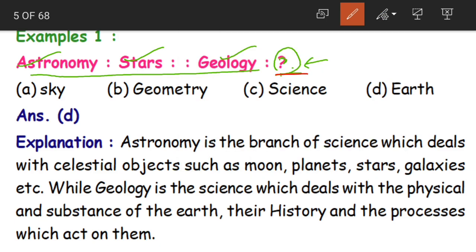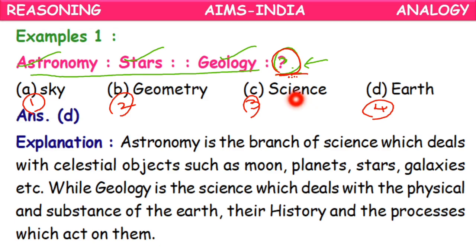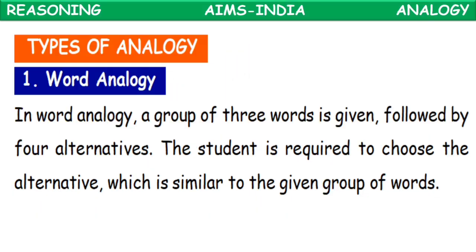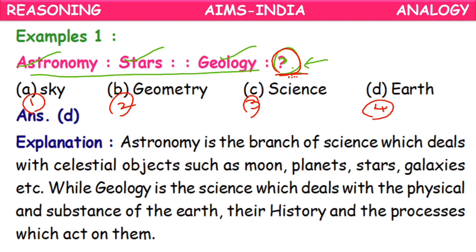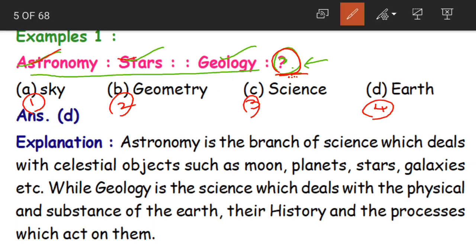And to find out that answer, we are having 1, 2, 3, 4 alternatives. Yes children, to find out the word that comes in place of this question mark, we have 4 alternatives. And from this we have to find out the one that follows the same relationship as the first pair. And why is this called word analogy? Because here we are given different words.